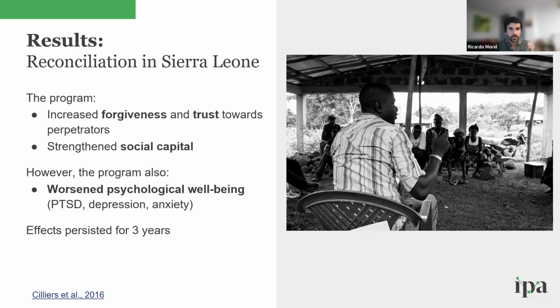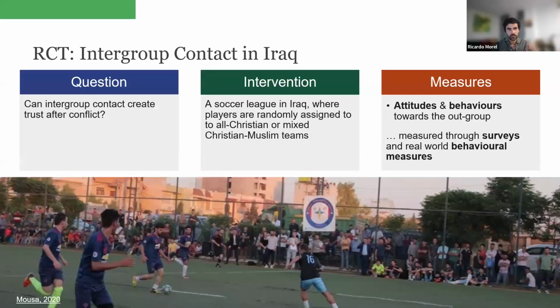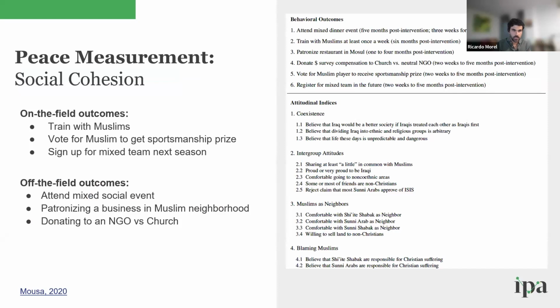The next example takes us to Iraq, and the researchers here tried to evaluate an intergroup contact program using sports. It was set in a community with a large number of displaced Christians by the violence of ISIS, and also an important number of displaced Muslims, again, by the violence of ISIS. And the researcher here used an innovative approach to measure social cohesion. In the next slide, we'll see that she separated on the pitch outcomes versus off the pitch outcomes.